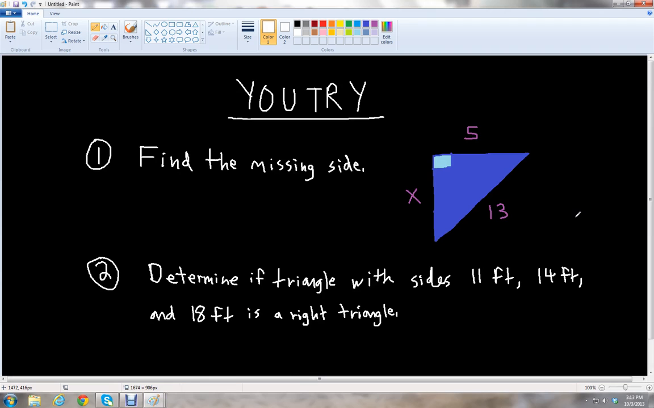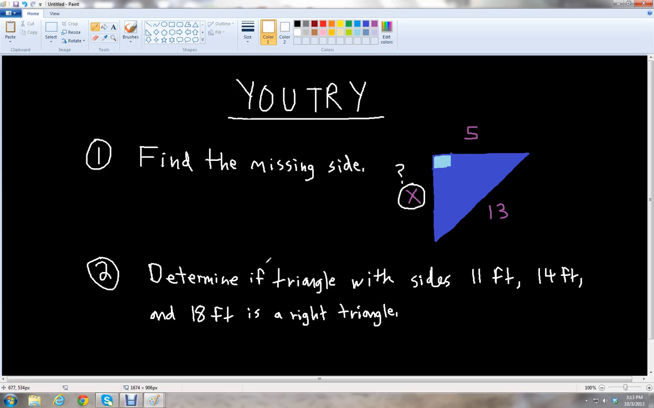So the first problem asks us to find the missing side of this right triangle. We have a leg of 5 units, another leg of x units, which we don't know. That's what we're trying to find, x. And then we also have a hypotenuse of 13 units. So you need to find out what x is.